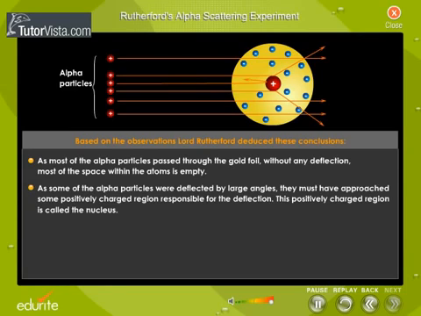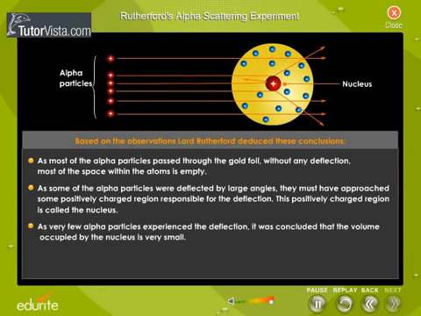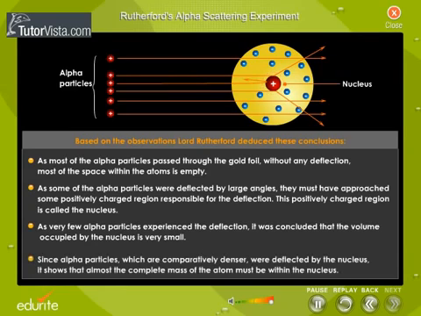This positively charged region is called the nucleus. As very few alpha particles experienced the deflection, it was concluded that the volume occupied by the nucleus is very small. Since alpha particles, which are comparatively denser, were deflected by the nucleus, it shows that almost the complete mass of the atom must be within the nucleus.